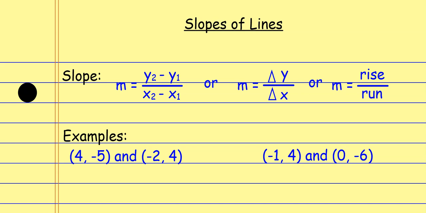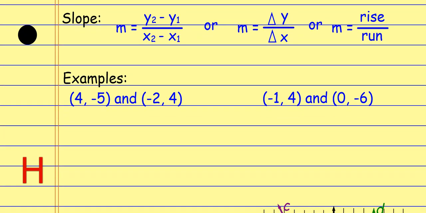For example, if I look at something like this one, I'm going to use the actual formula, so I'm going to use that y sub 2 minus y sub 1 over x sub 2 minus x sub 1. The next one, maybe I'll do the change in y over change in x. So if you prefer using that formula, that's okay. So I'm going to do the slope. So the second y value is a 4, minus the first y value, a negative 5.